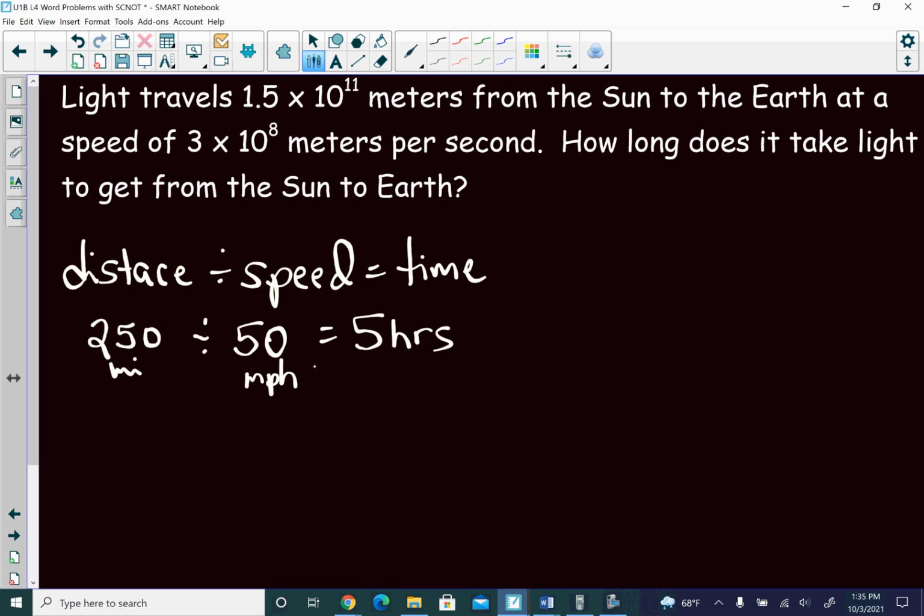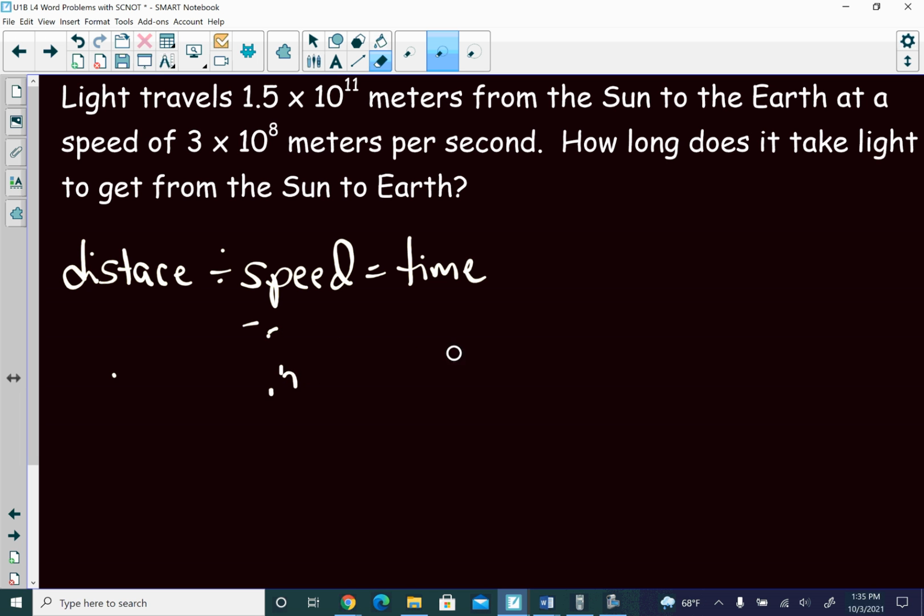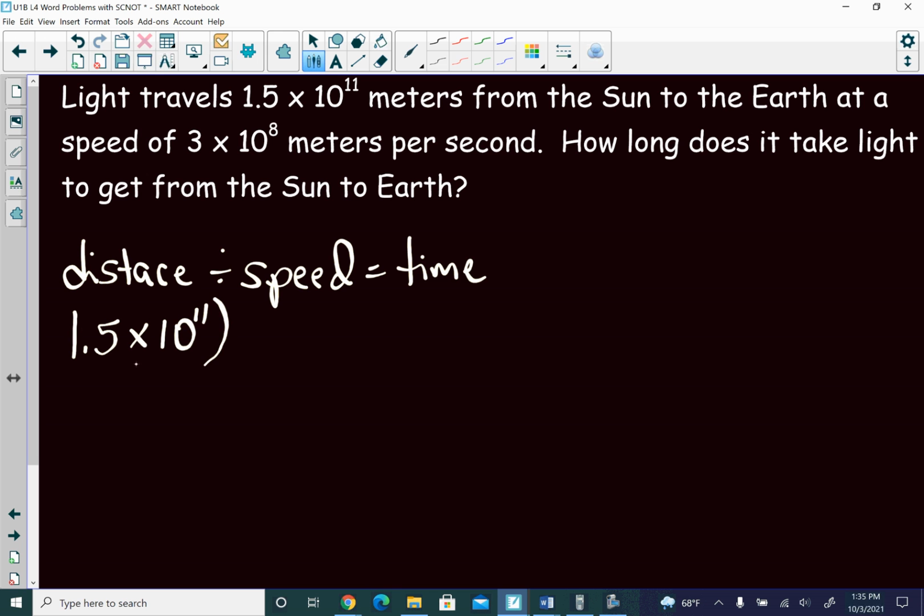So in this question, if I go back to the numbers they're actually using here, the distance that the light is traveling from the sun to Earth, so we can feel it on our faces, is 1.5 times 10 to the 11th. And that distance, we're going to divide by the speed of 3 times 10 to the 8th meters per second. So we can figure out how many seconds it takes, right? How long? Well, they're talking about seconds, so our answer will be in seconds.